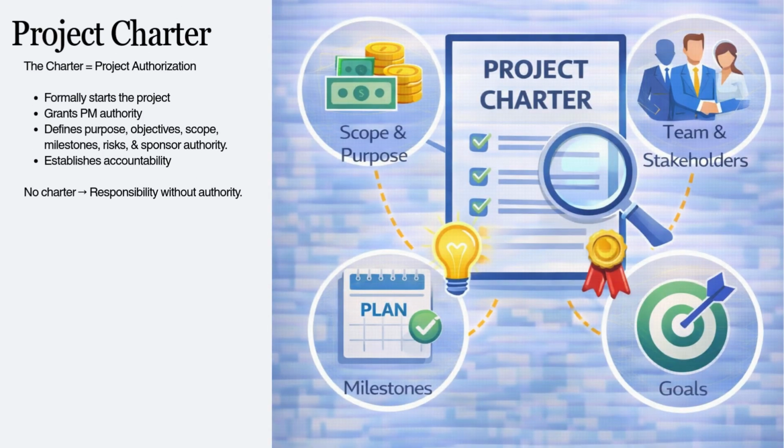So, once the context is understood and justification is validated, how does the project formally begin? This is where the project charter comes into play. The project charter formally authorizes the project. It grants the project manager authority to apply organizational resources. In mature organizations, the charter defines purpose, objectives, high-level scope, milestones, risks, sponsor authority, and accountability. Without a signed charter, the PM carries responsibility without authority, which is structurally flawed. The charter is the birth certificate of the project. It is also a governance safeguard.